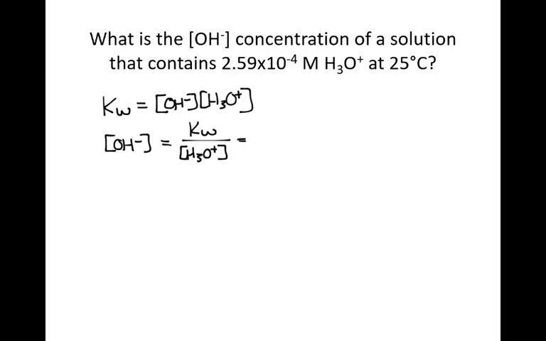At 25 degrees C, Kw equals 1 times 10 to the minus 14, and the H3O+ concentration of our solution is 2.59 times 10 to the minus 4. And so if we solve for the OH- concentration, we find that at equilibrium, the solution would have 3.86 times 10 to the minus 11th molar OH-. So you see, if we know the concentration of OH- or H3O+ in solution, we can find the other one using Kw.